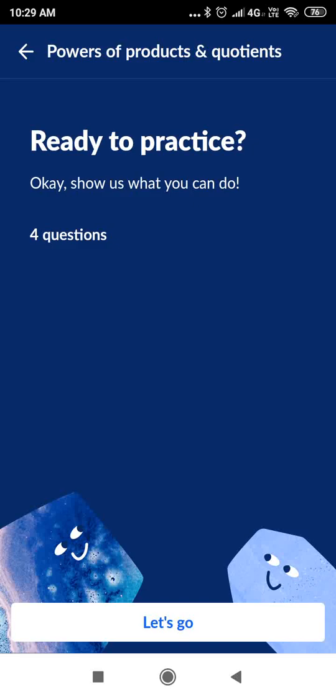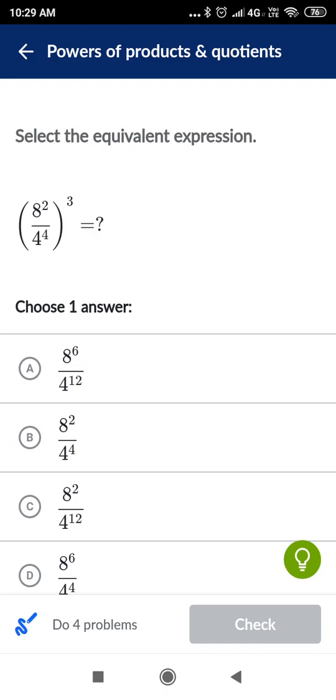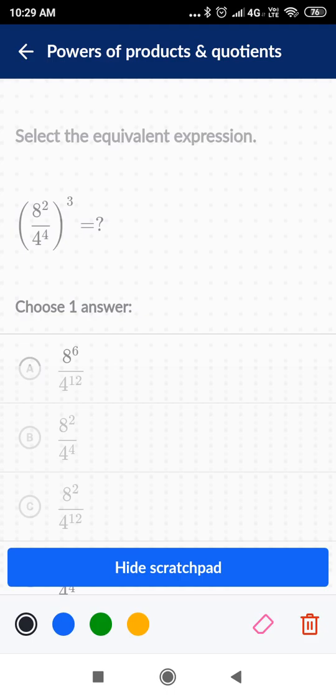Powers of products and quotients. Let us try to evaluate this expression. Let us write this (8 to the power 2) by (4 to the power 4) three times, because the overall power is 3, so we'll write it 3 times.